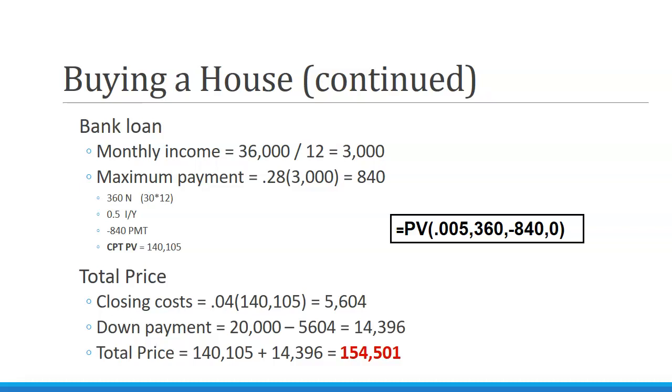$140,105. So when we look at the closing costs, which are 4% of that, that means that closing costs are $5,604, leaving us a down payment of $14,396. That means that the total price that we can offer for a house and have a monthly payment of $840 is $154,501.